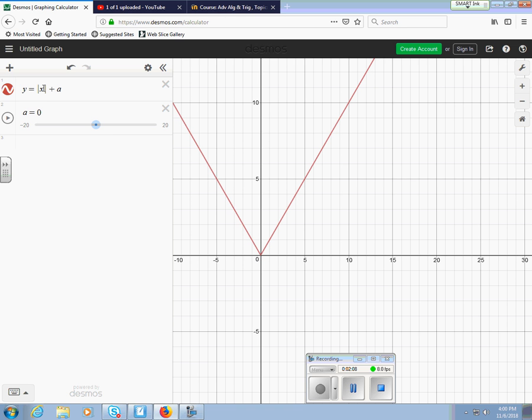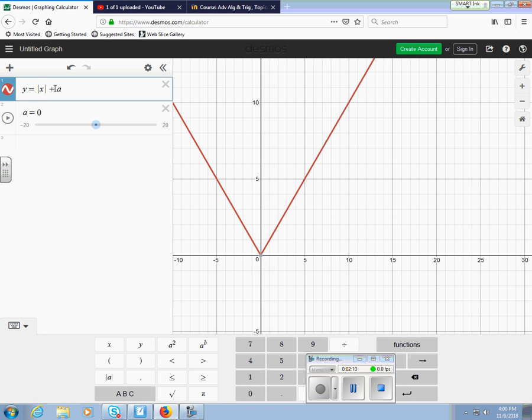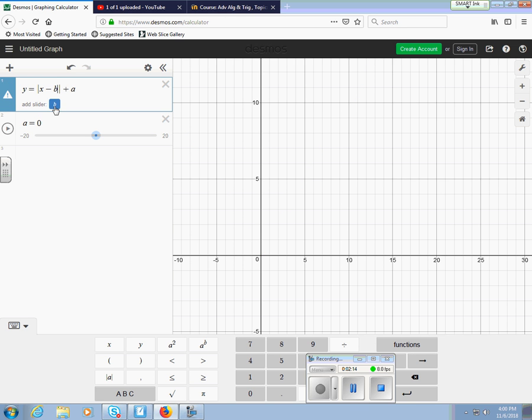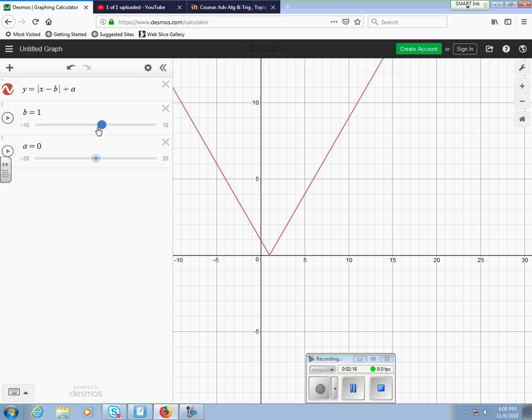Now, what if I put a number in the parentheses? So let's put in a new slider. So I'm going to put in B here. Now, notice B here, right now, I'm going to change it again to 0. So notice again, here's my parent function. B is not doing anything, still vertex at 0, 0. So now look what happens when B becomes a positive number. I'm plugging a positive number in for B.